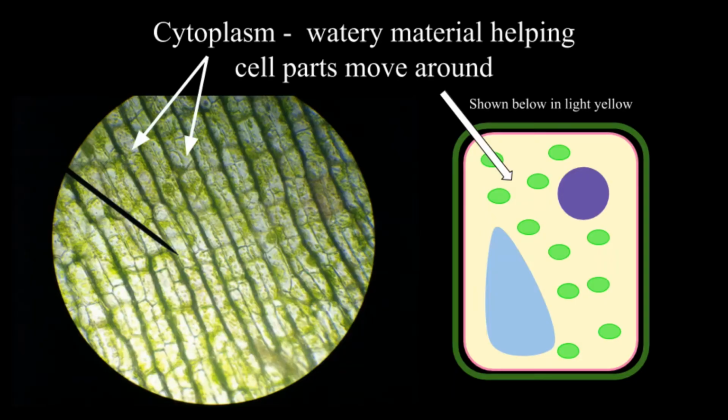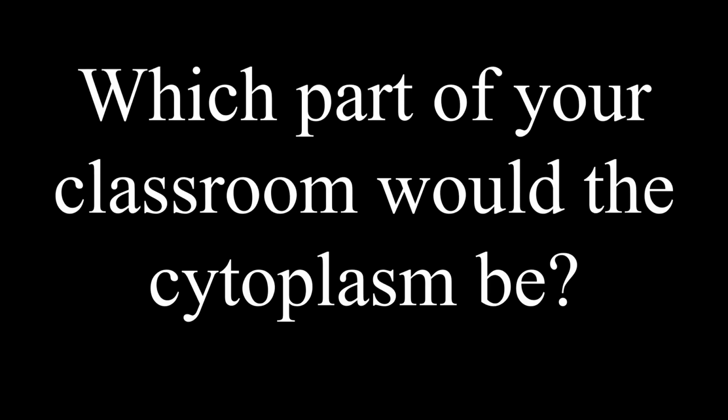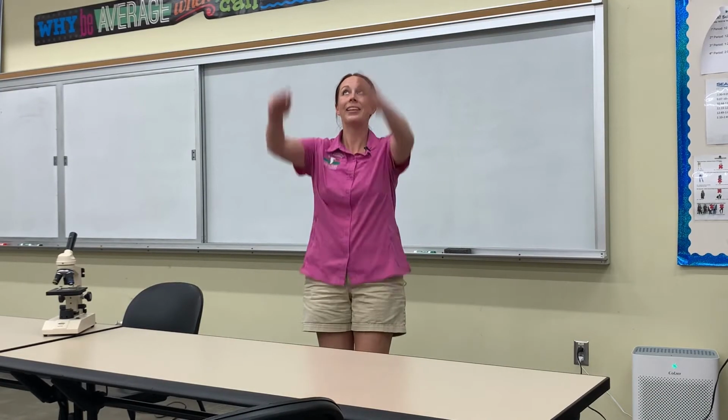This is the cytoplasm. It is a watery, gel-like material which helps the various parts of the cell move around. What part of your classroom might this be? Pause the video now to discuss. The cytoplasm would be the air in your classroom.